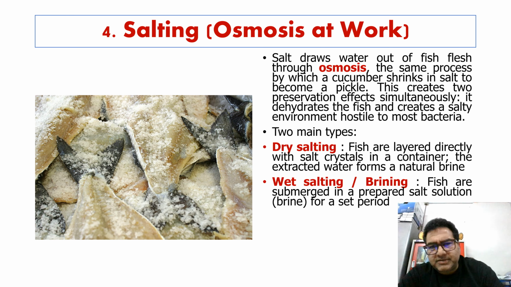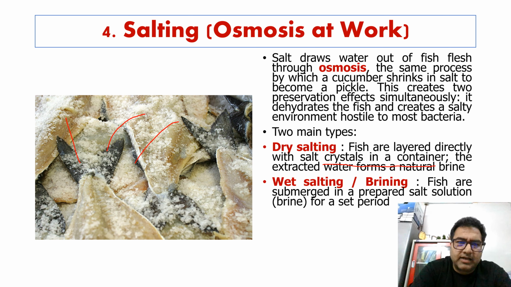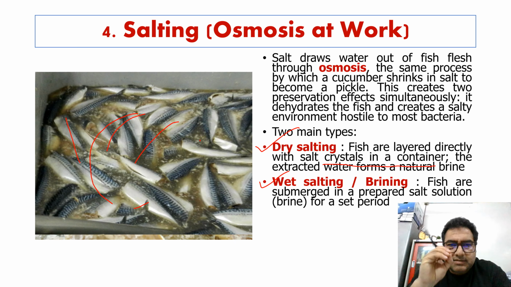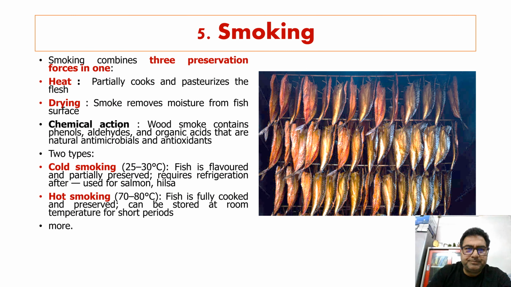So, the two main types of salting I was talking about. One is dry salting. The fish are layered directly with salt crystals in the container. For example, the salt is sprinkled on the fish and the water is extracted, and it forms a natural brine. And the second is wet salting. We call it brining as well. The fish are submerged, dipped in a salt solution for a set period of time, and both play an important role in osmosis, taking the water out and inhibiting the growth of bacteria.